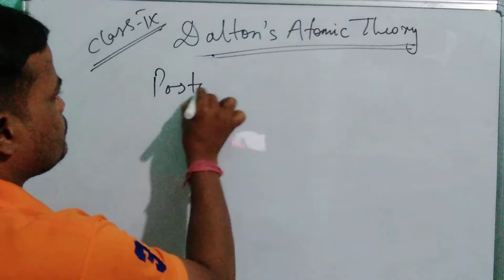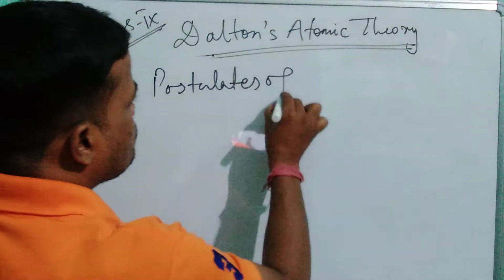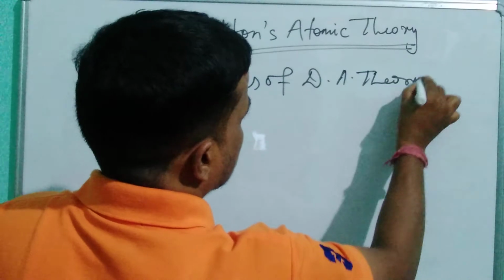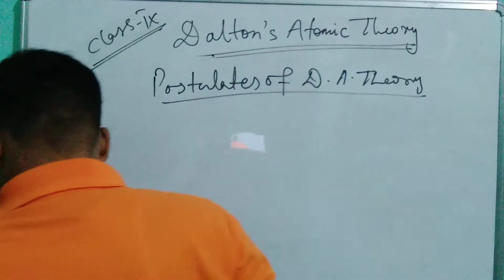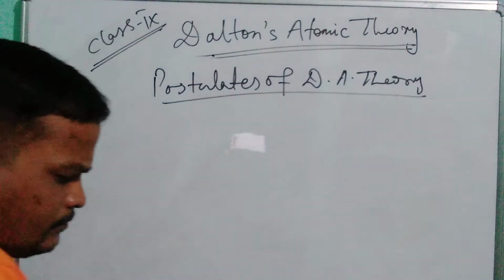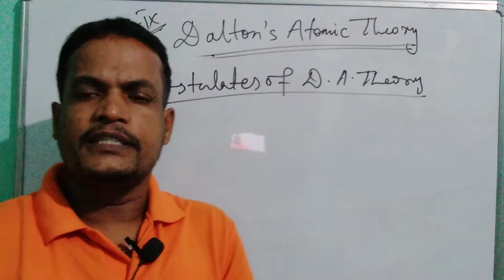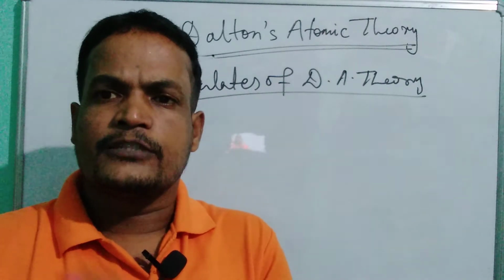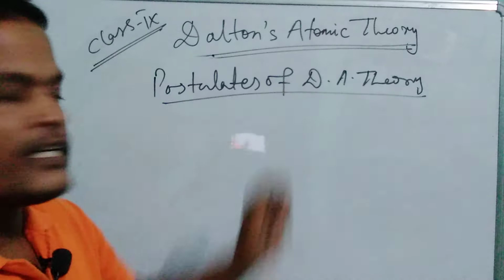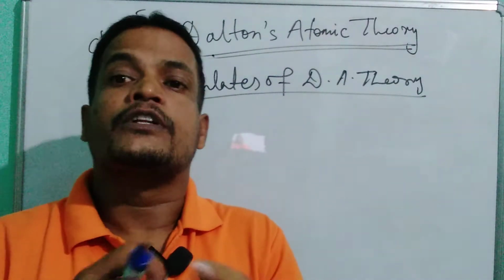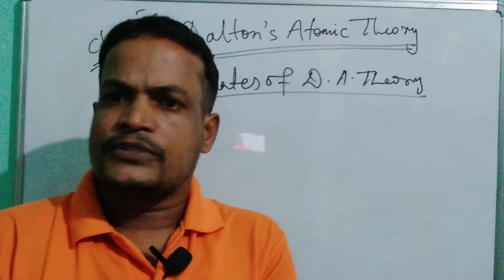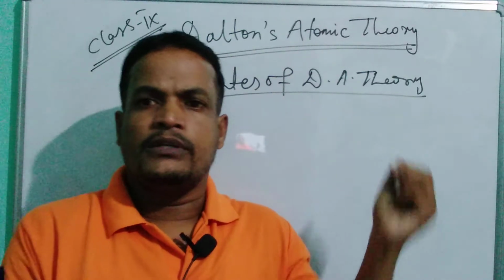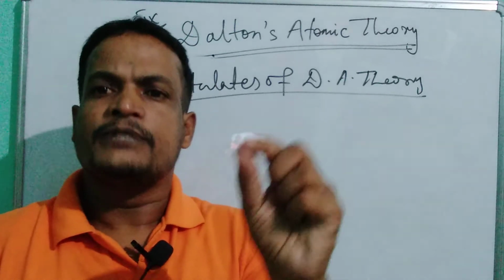Postulates of Dalton's atomic theory. Number one is that every matter is made up of the smallest particles. Those particles are called atoms. Number two, the atom is indivisible. That means atoms cannot be divided further according to Dalton, but later it was found to be divisible. We will learn that later.